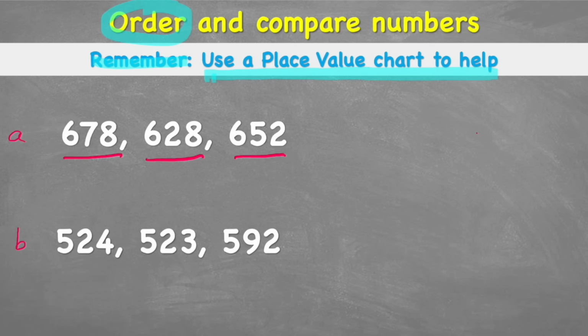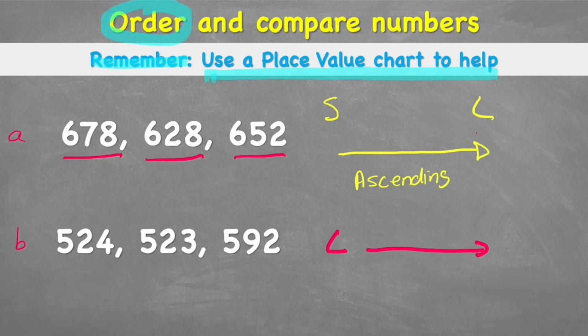And when we're thinking about ordering numbers, we have two choices. We can either go from smallest to largest, and we call this ascending, which has got a horrible spelling, A-S-C-E-N-D-I-N-G, or we can go from largest to smallest, and that way we call it descending. Another tricky spelling, D-E-S-C-E-N-D-I-N-G. So we have these two options. Today we're going to focus on ascending, going from smallest to largest.